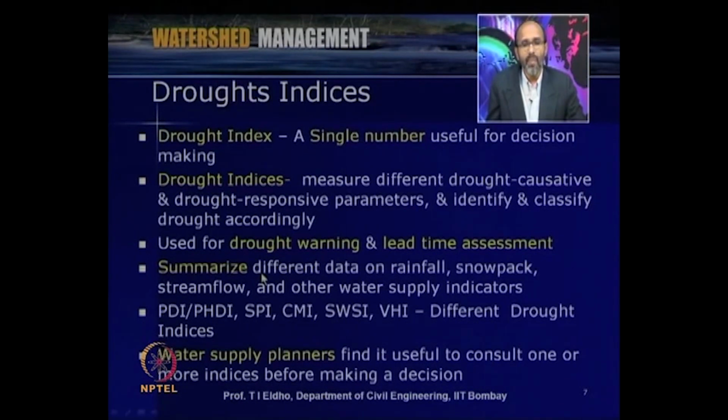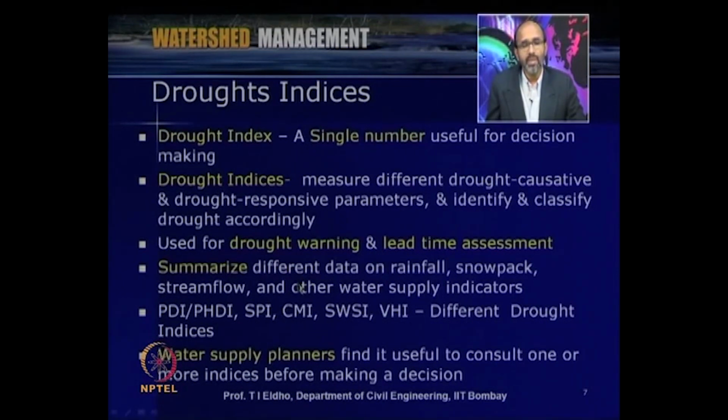So, drought indices summarize different data on rainfall, snowpack, stream flow and other water supply indicators. So, using various aspects of the meteorological parameters like rainfall, snow, then the hydrological parameters like stream flow, all these water supply indicators are taken into account, and that way we derive the typical drought index for the given area. So, that is used for the purpose of drought analysis.